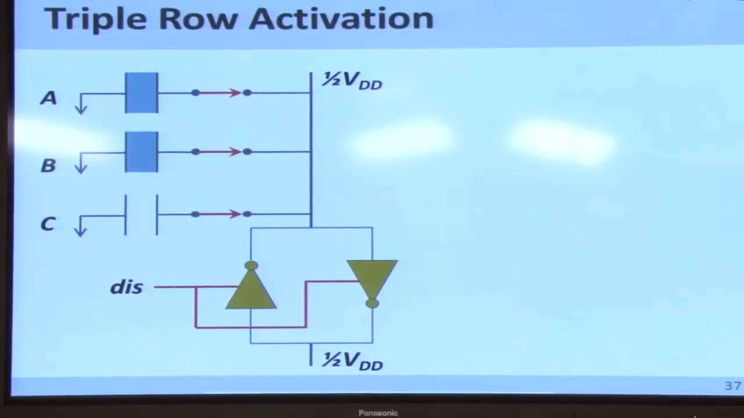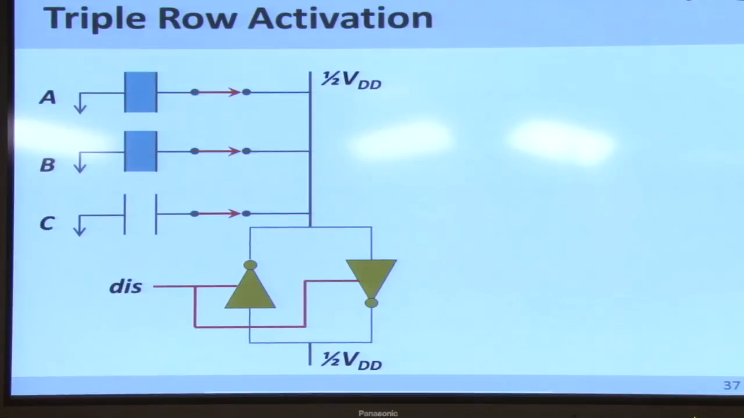You get a majority function, right? That's what you get. Essentially, we have 3 cells, and the bit line is at half. If at least 2 cells are fully charged, the effective voltage level on the 3 cells is going to be 2/3. But if at most 1 cell is fully charged, the effective voltage level is going to be 1/3, which is less than half. So you get a majority function.